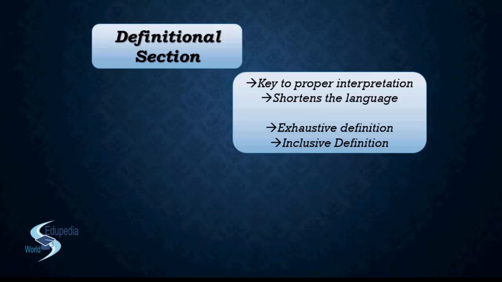Whenever you get a definition, you have to understand whether it is an inclusive definition or an exhaustive definition. If it's an exhaustive definition, do not add anything to it. But if it is an inclusive definition, you go on adding your words as per the situation. Best examples: the definition of banking and the definition of transfer. Banking from the Banking Regulation Act and transfer from the Money Laundering Act. Remember these two examples as well, because these are the simplest examples.